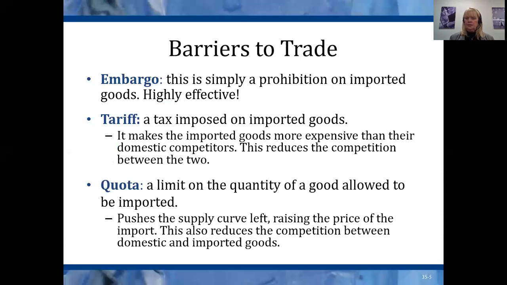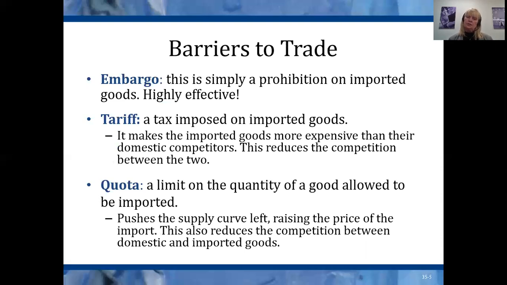The next one is quota. Quota works the opposite direction. Quota simply says you can bring them in here, you could sell them at any reasonable price, but you can only bring so many. So it doesn't fool with the price, but it just says there's a limit on how many you can bring in.